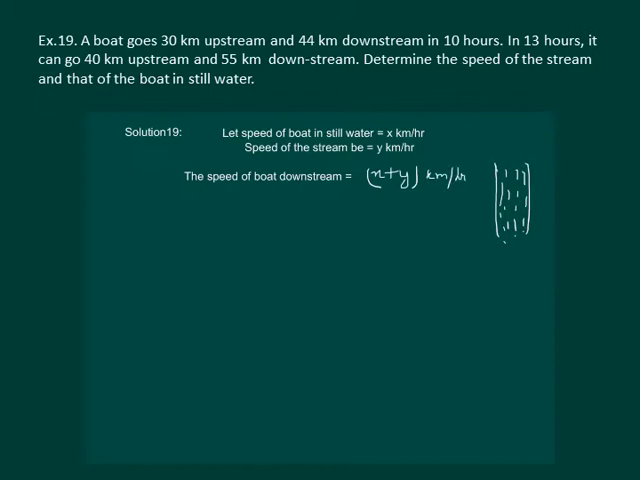But if the boat goes against the flow of water, its speed gets decreased. And then the speed of the boat will be x minus y kilometers per hour. Also, we will need the formula speed equal to distance over time. Now let us again read half of the question. A boat goes 30 kilometers upstream and 44 kilometers downstream in 10 hours.